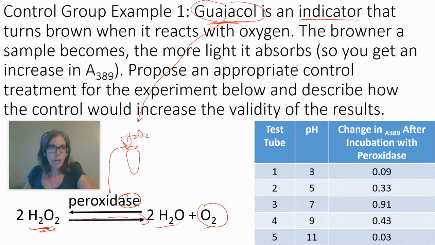So it says here, the browner a sample becomes, the more light it absorbs. So we actually end up putting these into these cute little cuvettes, which, instead of like a test tube, look like a little clear square tube. And then they can fit into this machine that we have. And so you have your whole reaction going on in this. And then you put it into a little machine that sends light through, and that measures absorption. So A389 just means it's measuring the absorption at that particular wavelength. So the browner it is, the more light will be absorbed.